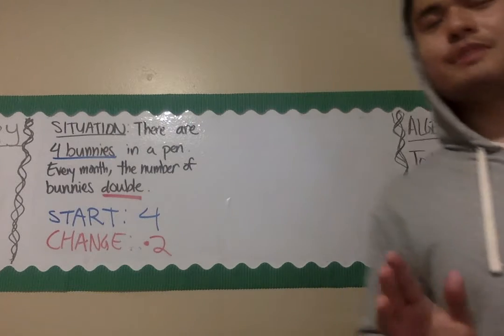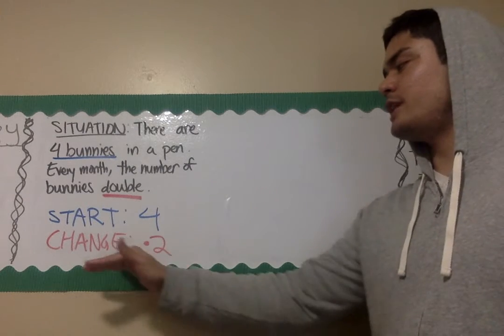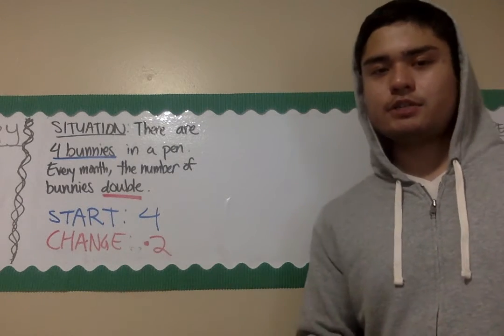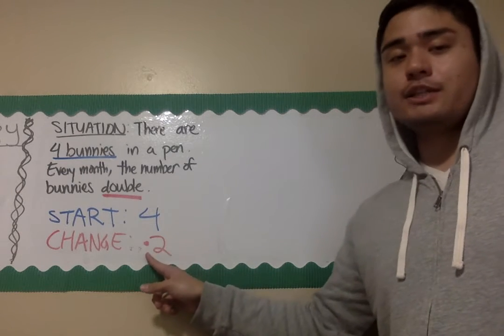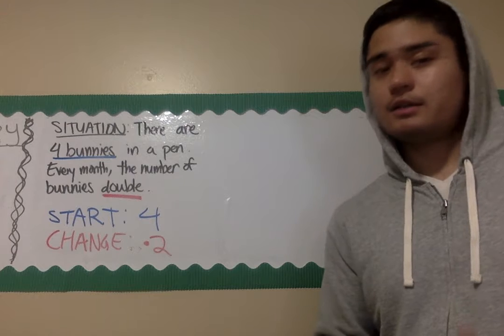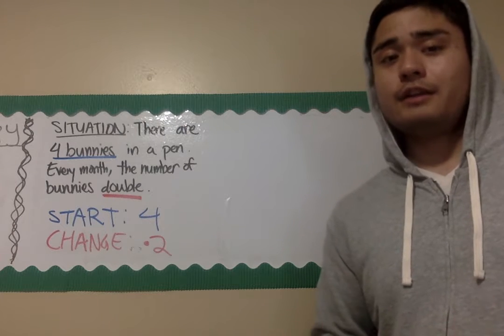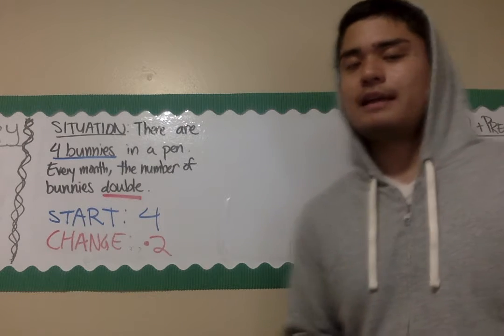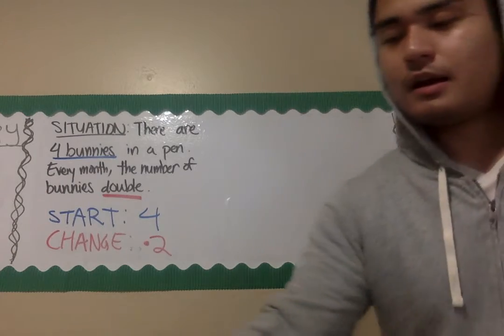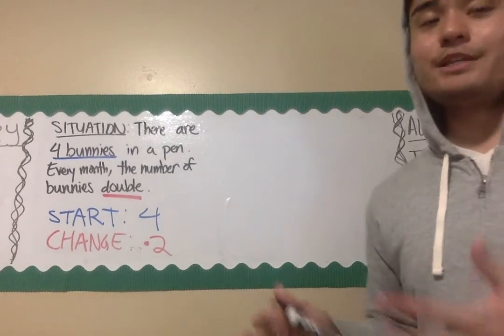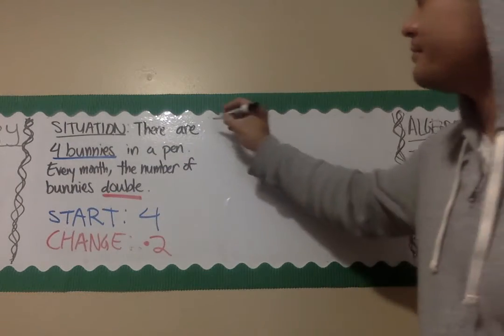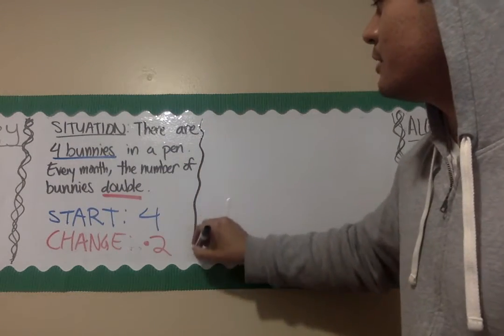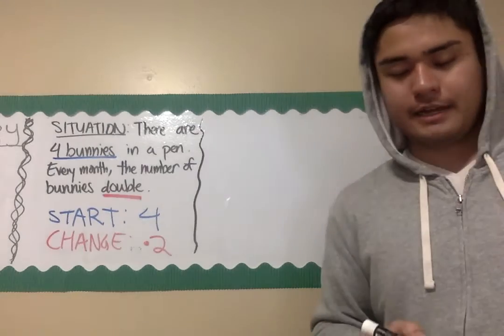Now this is different from linear functions. Linear functions is when the change is a constant addition or constant subtraction. Here, it is a multiplication. So when we're constantly multiplying or constantly dividing, we won't call that a linear function anymore. Instead, we're going to be calling that an exponential function. We're still going to be describing this using a table, graph, and an equation, which I'm going to do right here. All right.